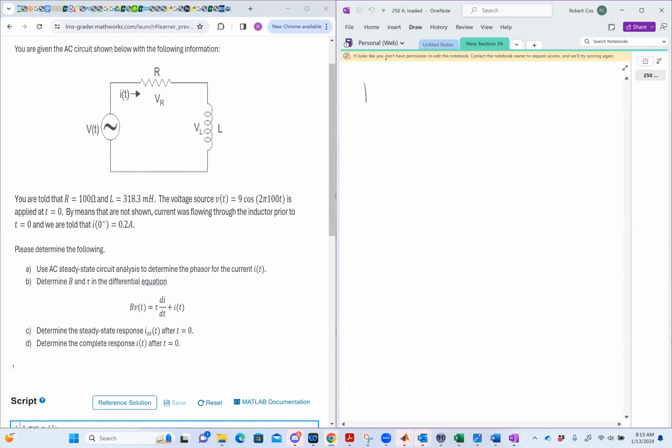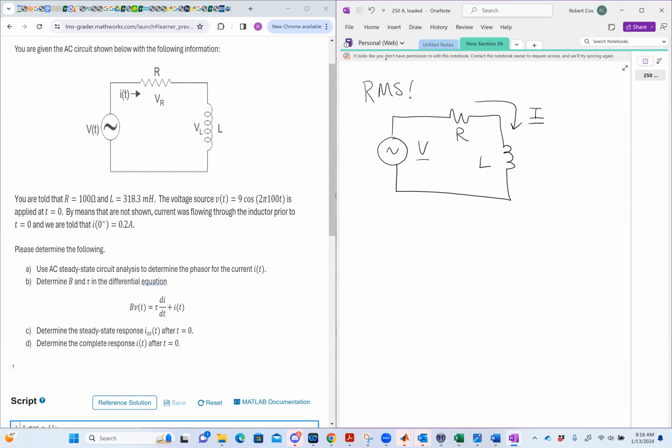Now, I've said that we're always going to use RMS for our phasors, okay? So for me to solve this, I'm going to have to go into the phasor domain and use RMS values. In the phasor domain, my circuit looks like this. I have V as a vector, I have R, I have L, and the current going through that circuit is the vector I. As we talked about in class, I would be V divided by the total impedance, which would be R plus j omega L.